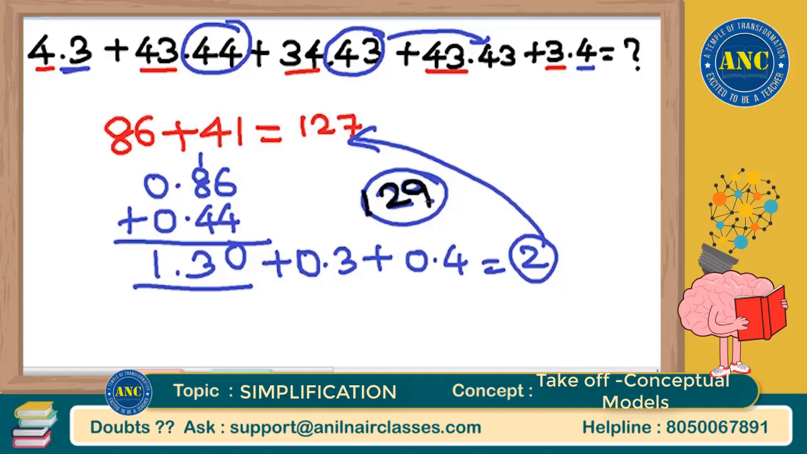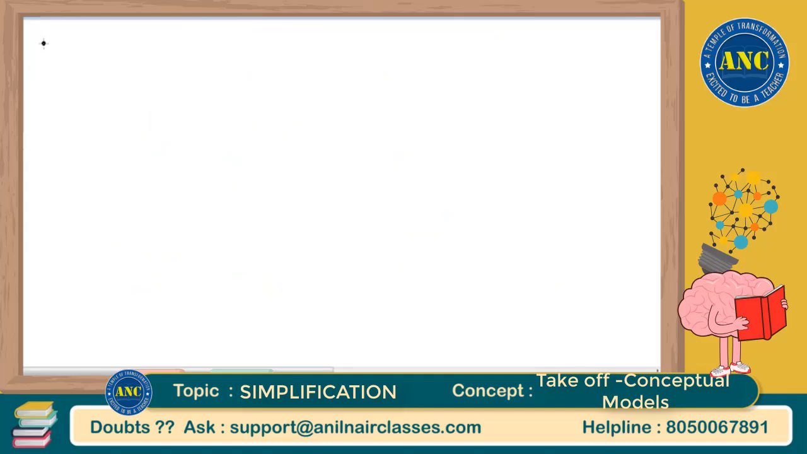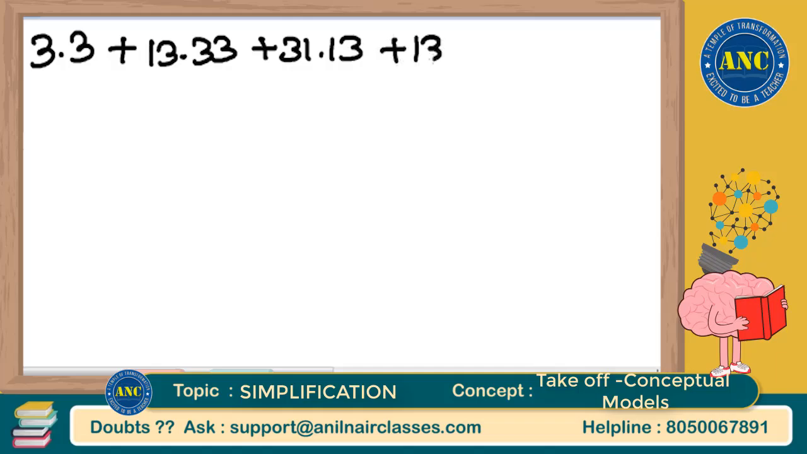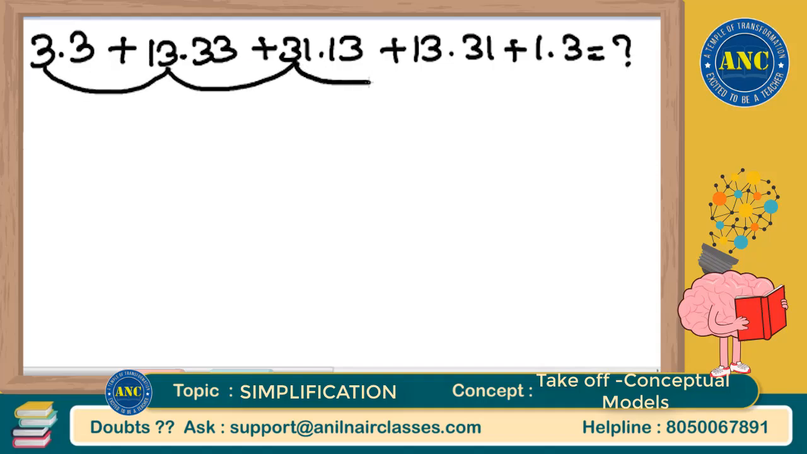Answer is 129. One question of a similar sort. Again, 3.3 plus 13.33 plus 31.13 plus 13.31 plus 1.3. Add the whole numbers quickly. It is 16. 16 plus 31 is 47. Plus 13 is 60, and plus 1 it is 61. 61 is what I got.